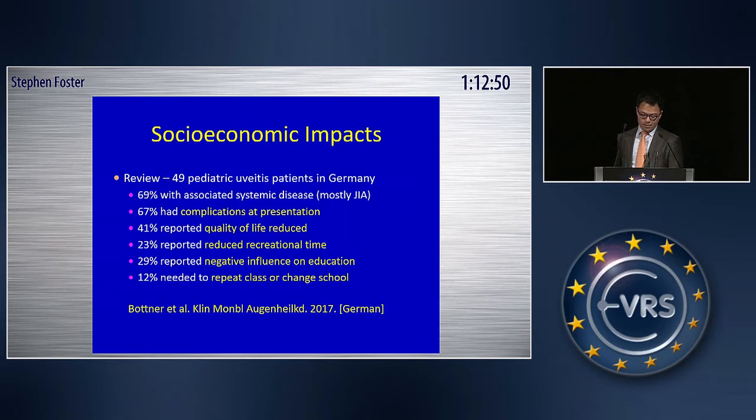And the socioeconomic impacts: there's a paper that came out recently in German that says 69% of these pediatric uveitis patients had systemic disease, and 2/3 of them had complications at presentation. A little less than half of them say that they had reduced quality of life, and 1/4 of them say they had reduced recreational time. 30% had a negative influence on education, and 12% needed to repeat a class or change school, and those are just kids. And think about adults who are working, who have to bring money home and feed their children and parents.